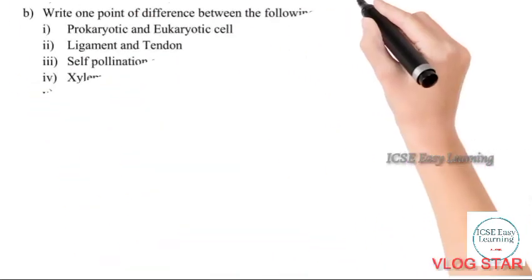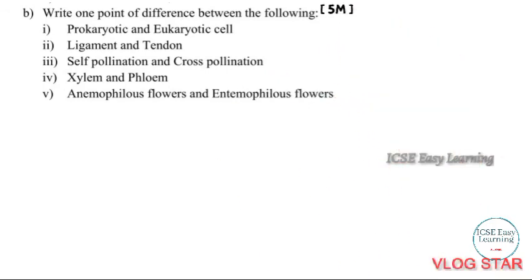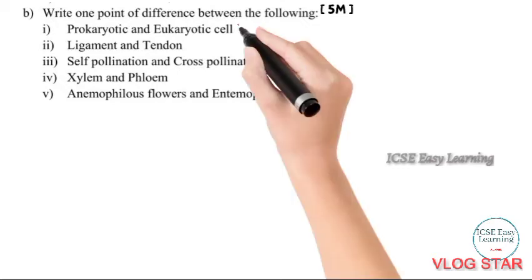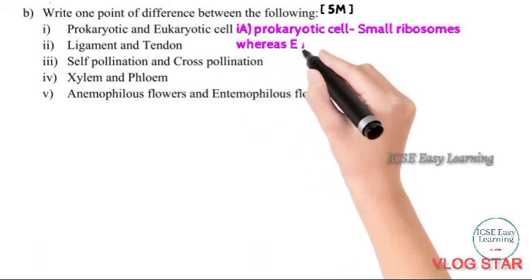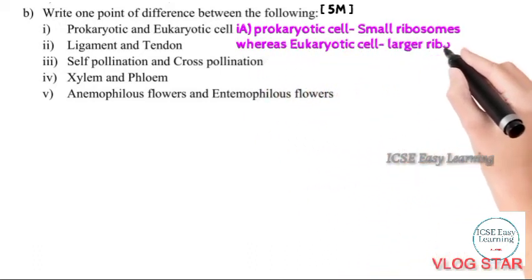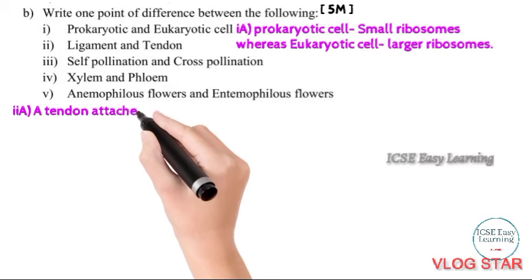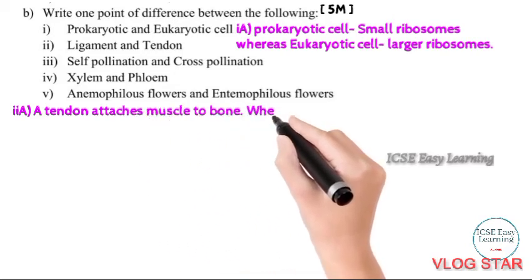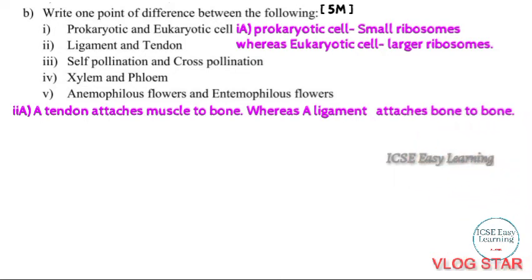B bit, it consists of 5 marks. Write one point of difference between the following. Number 1: Prokaryotic and eukaryotic cells. The answer is, prokaryotic cells have small ribosomes, whereas eukaryotic cells have large ribosomes. Question number 2: Ligament and tendon. A tendon attaches muscle to bone, whereas a ligament attaches bone to bone.